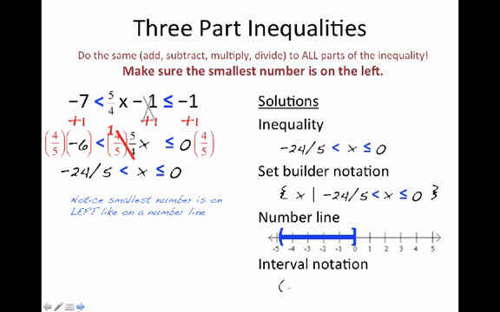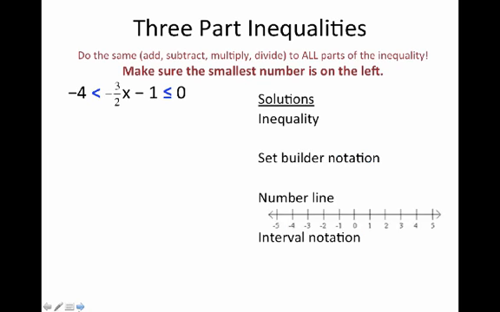My interval notation is going to line up with my number line. I start with that open bracket. Start with a negative 24 over 5. Go up to 0, and I have a closed bracket. Both sides of the number line match up with both sides of my interval notation.